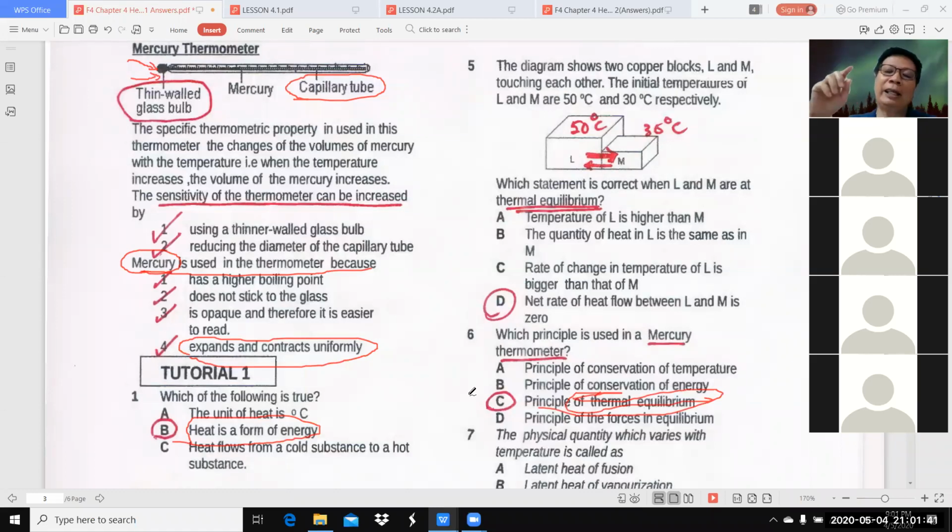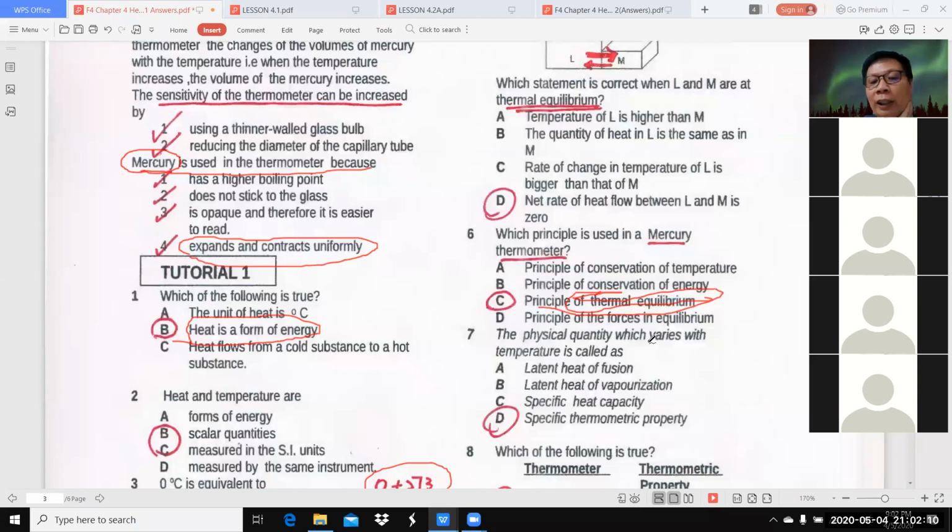Thermal equilibrium means something like this. When two things are touching each other, heat transfer happens. Heat transfers until a stage where both of them become the same temperature, and the net heat flow becomes 0. This is called the principle of thermal equilibrium.